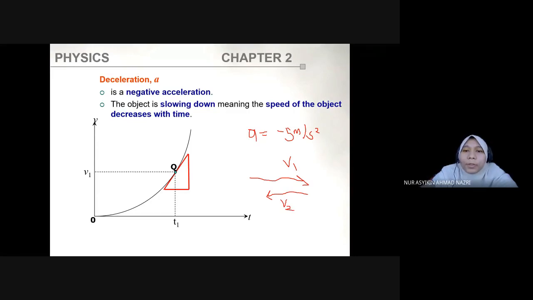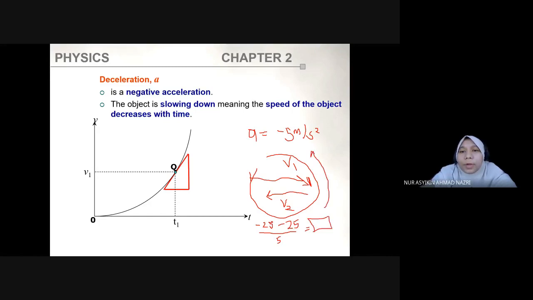So what happened to the acceleration? What happened to the acceleration? So the acceleration, kalau kita nak consider the whole punya acceleration ni, okay, so kita akan ambil V2 minus V1. Cumanya negative 25. Okay, negative 25 minus 25. Okay. So over 5 second. Macam tu. So we will not get the same value as this one. Okay, sebab yang ni kita consider dia pergi dan dia patah balik.